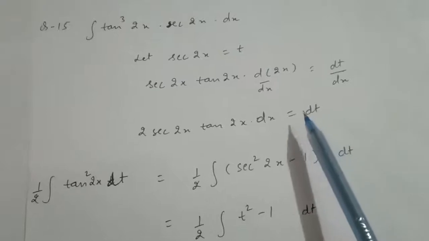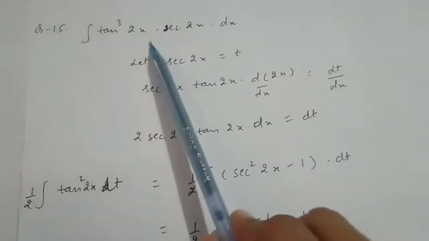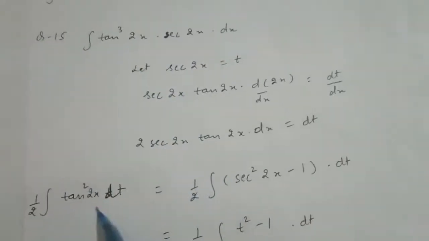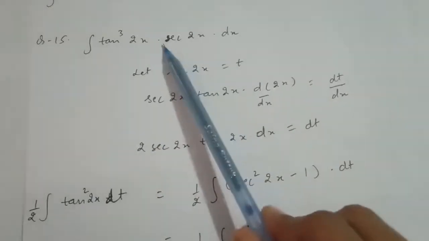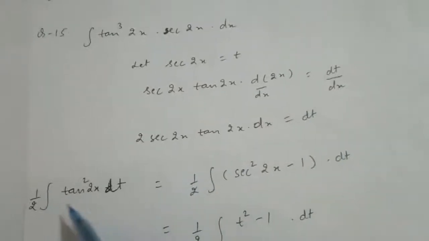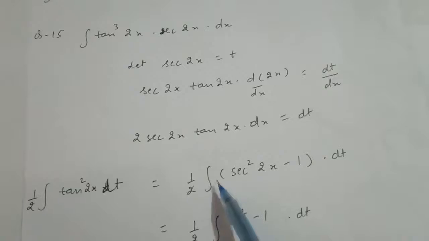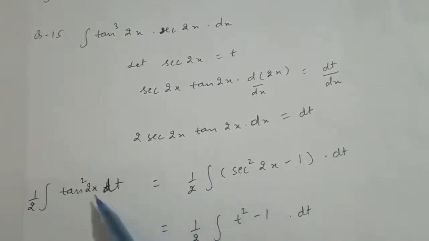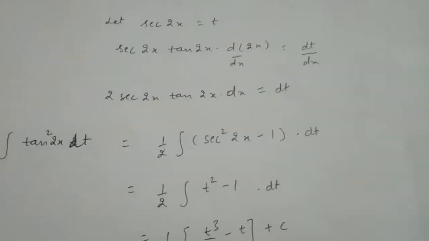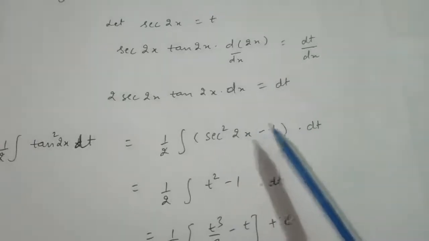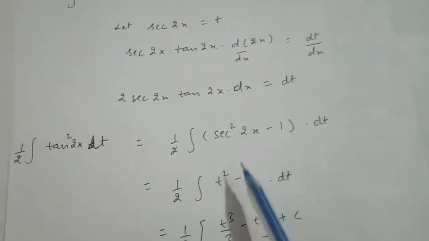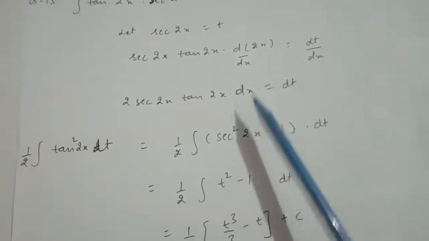So the given integral will now become, this tan cube 2x can be written as tan 2x into tan square 2x. So tan square 2x as it is, and the rest, tan 2x into secant 2x into dx, will be dt upon 2. So dt upon 2. Now 1 by 2 integral of this tan square 2x can be written as (secant square 2x minus 1) into dt. Now see, here it is dt, therefore we have to change this function into t. Therefore, in place of secant 2x, we can write t.